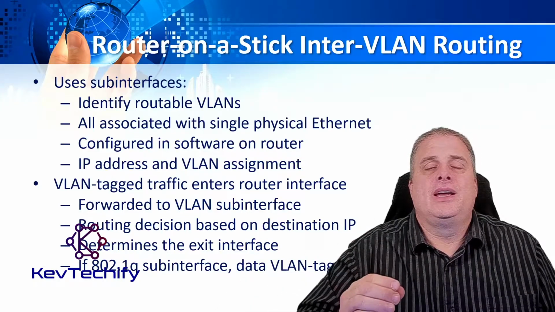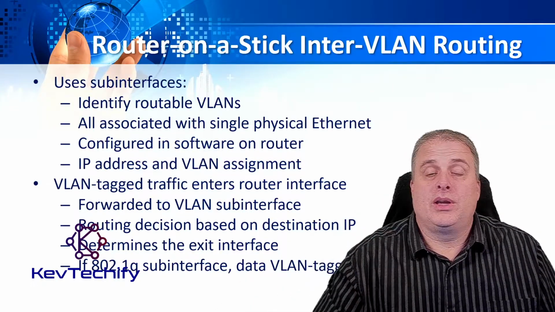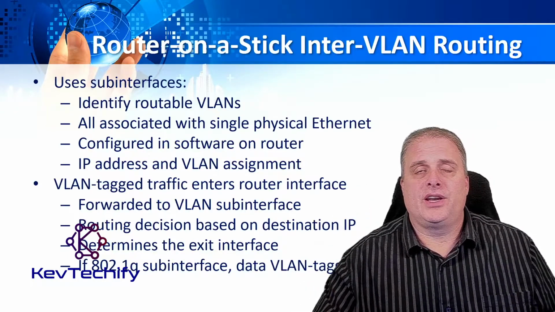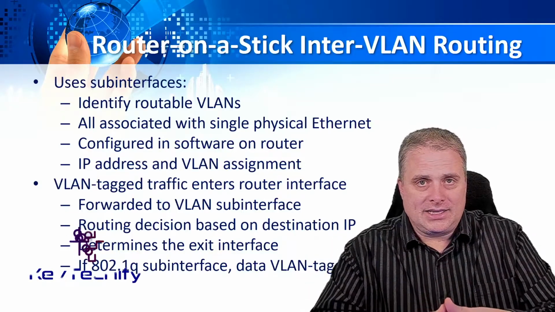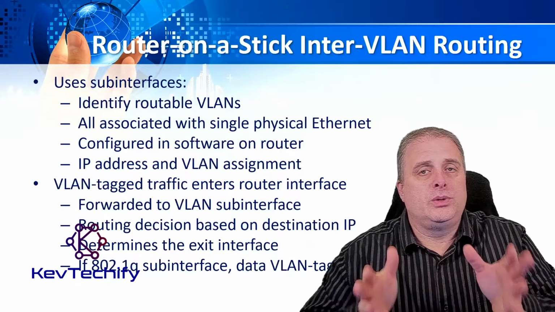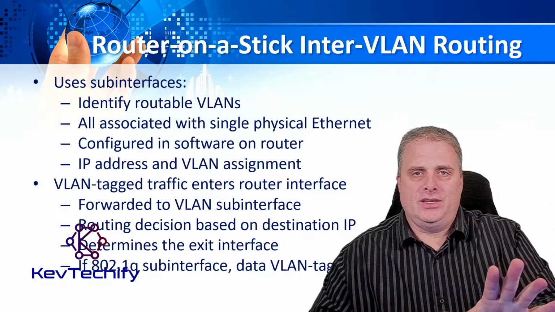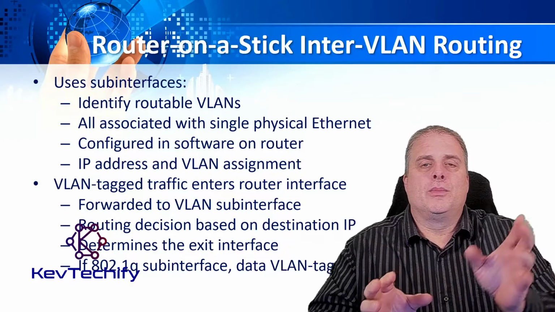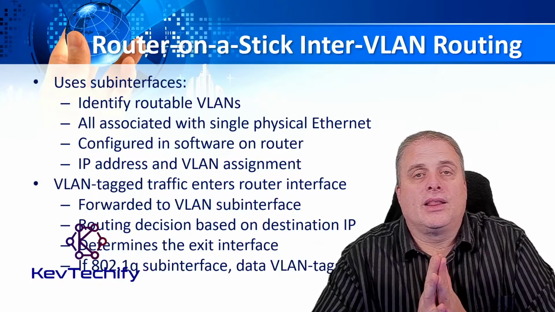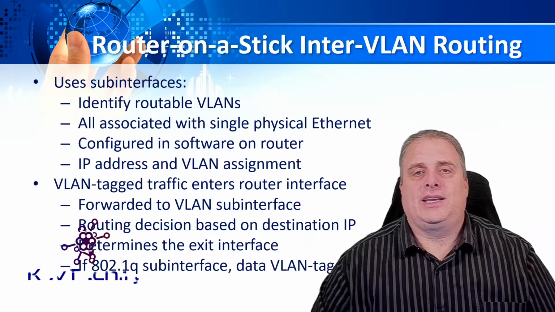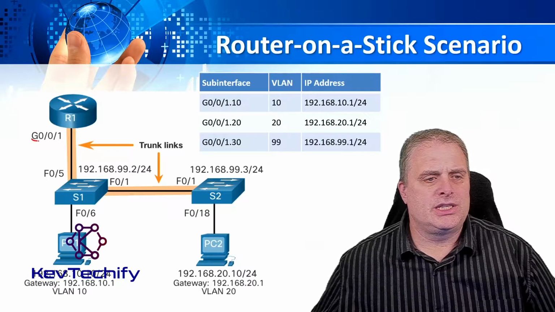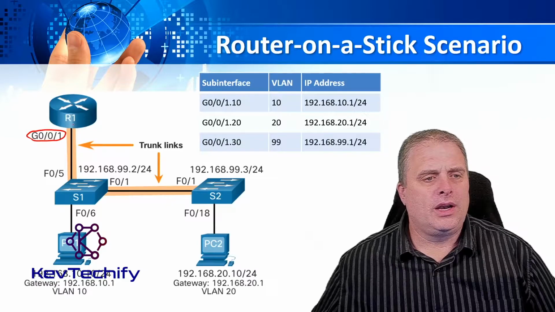Now, it could be an exit interface, which could be one of the sub interfaces. If it's one of those 802.1q sub interfaces, we then put that 802.1q frame tag on it to identify which VLAN it belongs to. If it goes out a different interface, say you have your router on a stick, but then you have a serial connection coming in from your ISP or something along that line, you can then route it out that connection. What we're talking about is this connection right here, this G0/0/1 connection on the router.